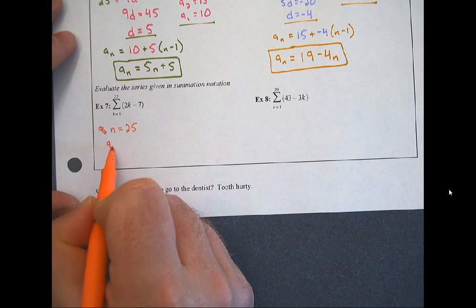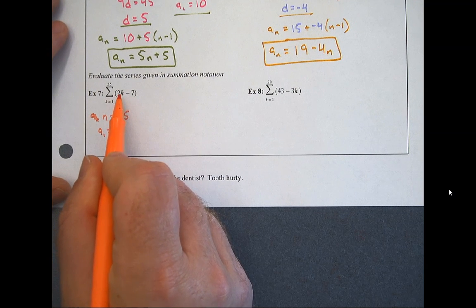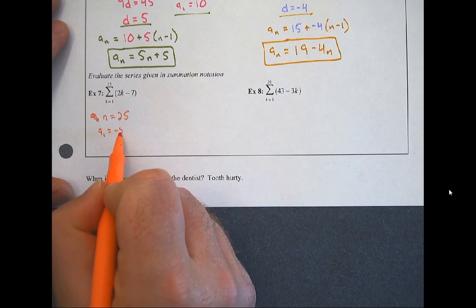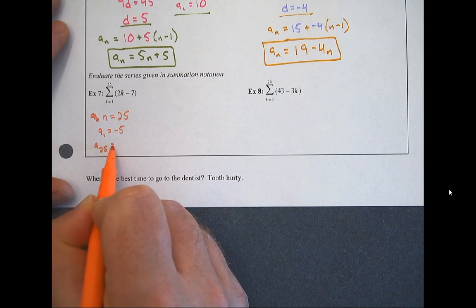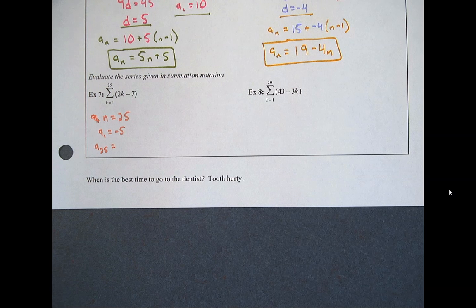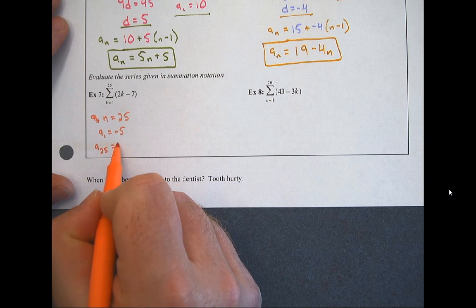Who is my first term? I find the first term by plugging in 1. So 2 times 1 is 2. Take away 7 is negative 5. I find my last term. In this case, that would be a sub 25 by plugging in 25. So we plug in 25. That's 50. 50 take away 7 is 43.